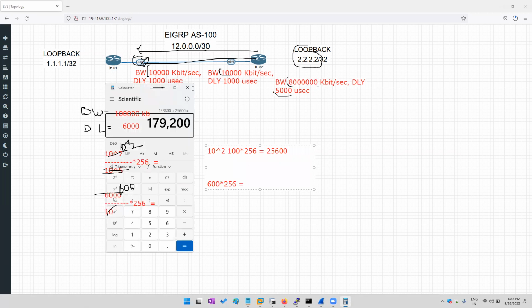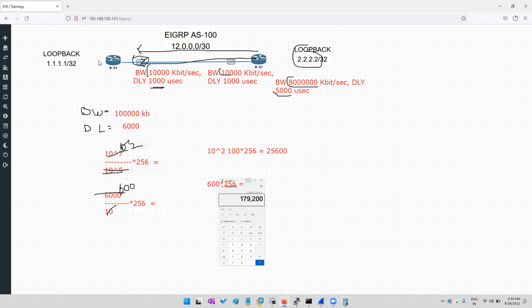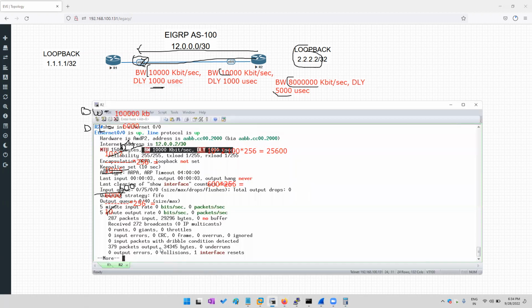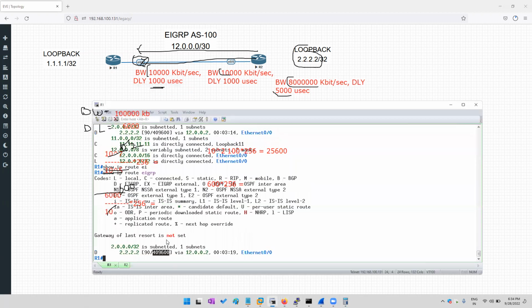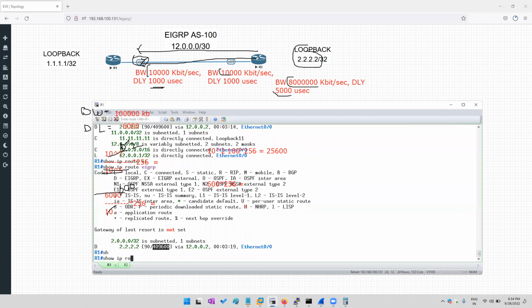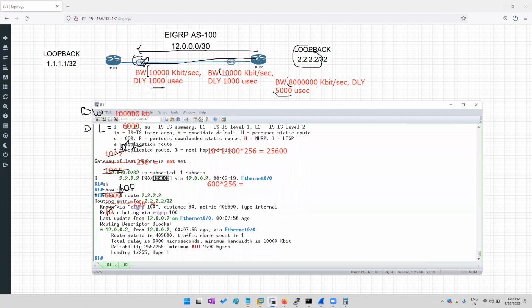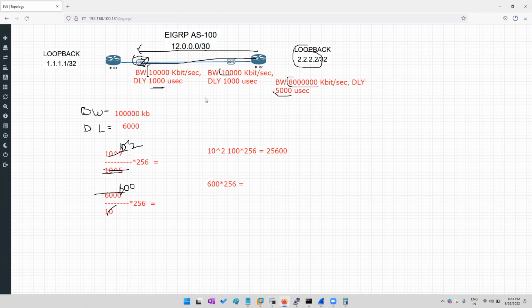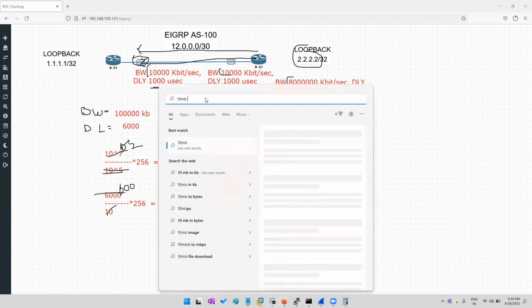But in this simulator, which metric are we getting? On the R1 side, 409600. Why? Show IP route 2.2.2.2. We are getting some changes. Verify: we are using this bandwidth, the delay is the same, and the same metric options. Yes or no? But actually, how much is the route metric we are getting? 409600.